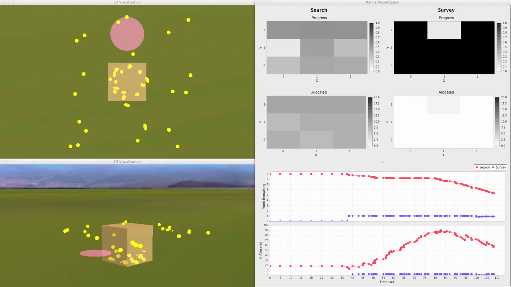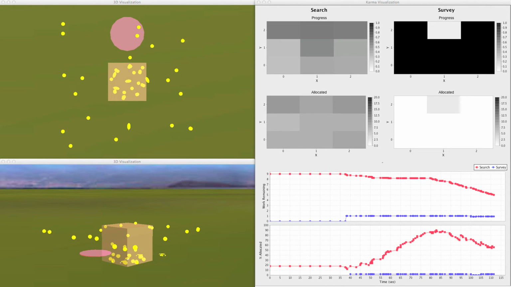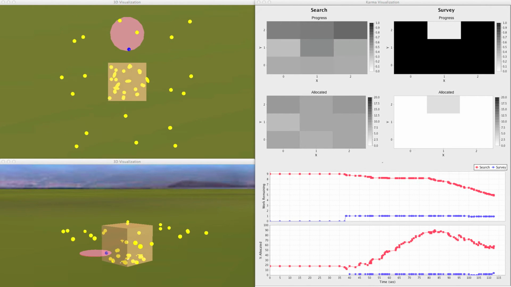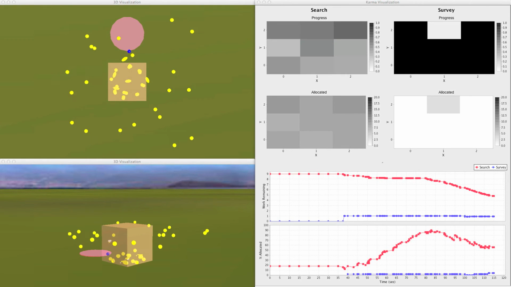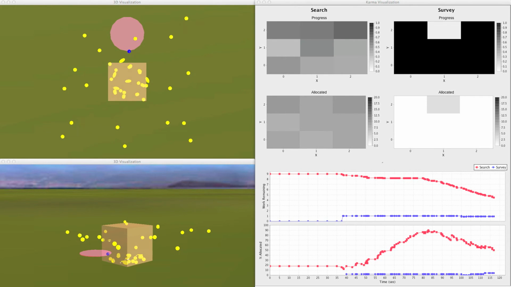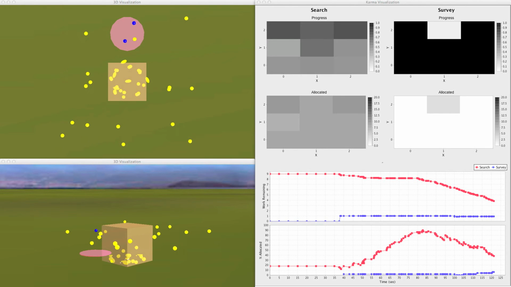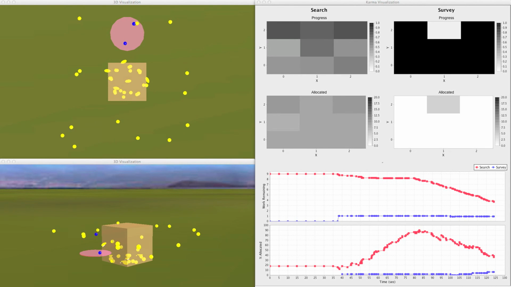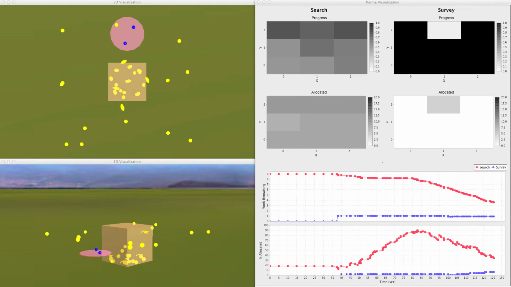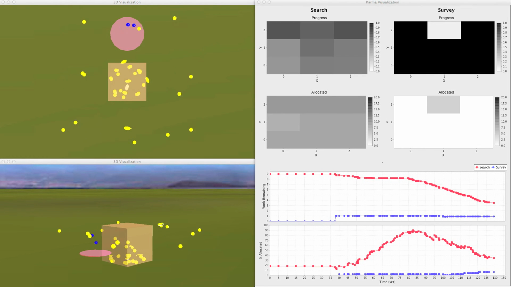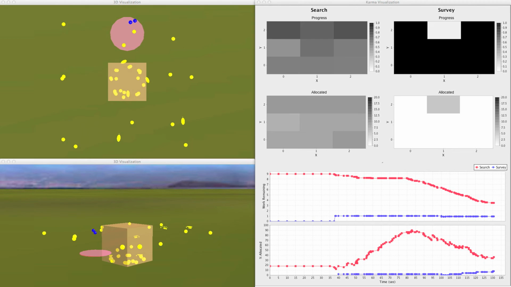Karma allocates swarm resources proportionally to the amount of work remaining for each behavior. This is shown in the plots in the lower right-hand corner. The search behavior, shown in red, has more work remaining and is allocated a larger portion of swarm resources as a result. The plots in the top right-hand corner show that Karma dispatches drones to execute the survey behavior only in regions where flowers are known to exist.